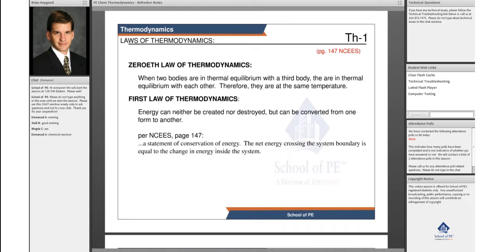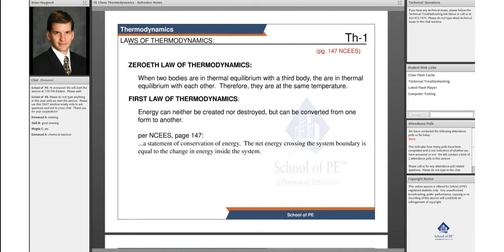Right, so we're going to talk about thermodynamics, and particularly with respect to this exam and this handbook, of course. The laws of thermodynamics, frankly, are not all that interesting. You probably already know them, or at least are familiar with the concepts.